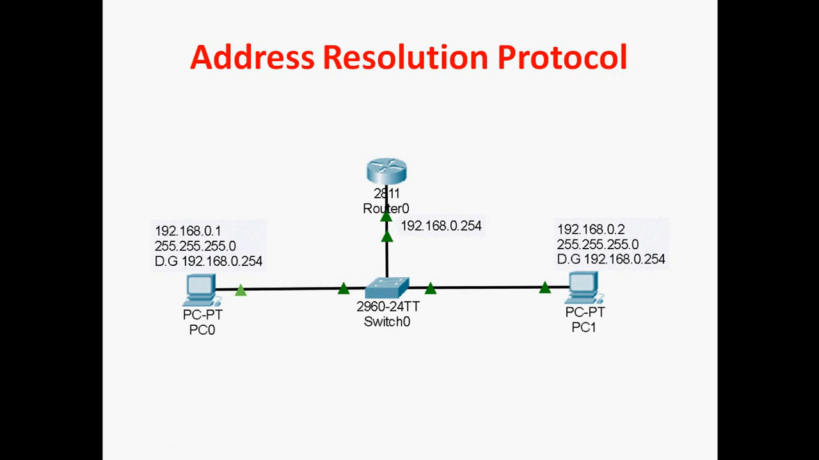There are two different scenarios in this protocol. This is the first scenario. Here I am using one router, one switch and two PCs. For PC0, I am using the IP address 192.168.0.1, subnet mask 255.255.255.0 and gateway 192.168.0.254. For PC1, I am using IP 192.168.0.2, subnet mask 255.255.255.0 and gateway 192.168.0.254. And for the router, I will assign the IP 192.168.0.254. This is my first scenario.